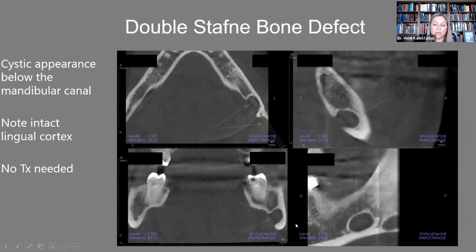Now, this one was really fun. I have to put this in here because it was so cool. It's like seeing a double rainbow. It's nice and rare. In fact, it's probably rarer than a double rainbow. This was a double Stafne bone defect. So we can see 1 and 2. So that is just a really fun case. Again, no treatment is needed for these.